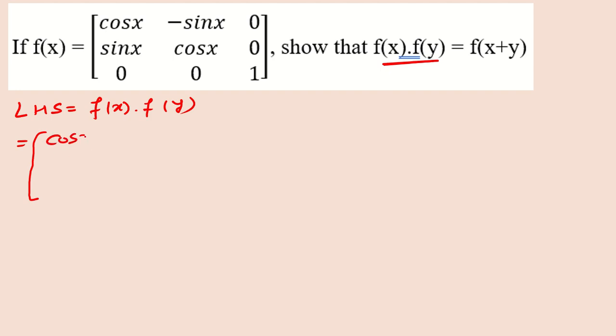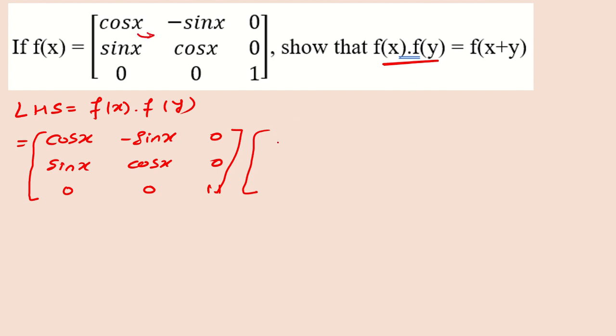So this is cos x, minus sin x, 0; sin x, cos x, 0; and then 0, 0, 1, times F(y). So F(y) means just write y in place of x everywhere. So it will be cos y, minus sin y, 0; sin y, cos y, 0; and 0, 0, 1.